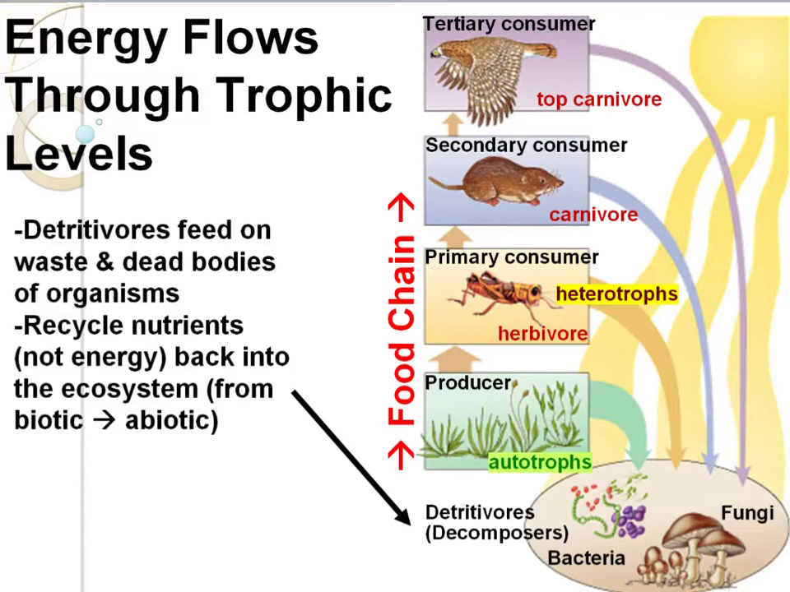You may have noticed at the bottom of this, there's something called a detritivore or a decomposer. So those are going to be fungi and bacteria. And what the decomposers do is they'll feed on waste and the dead bodies of all of these organisms to recycle their nutrients back into the ecosystem. From their biotic form of the nutrients, how they were fixed in living things, to their abiotic form, where they might go into the soil or into the atmosphere. Now this is a food chain, and the next thing that we want to look at is a food web.